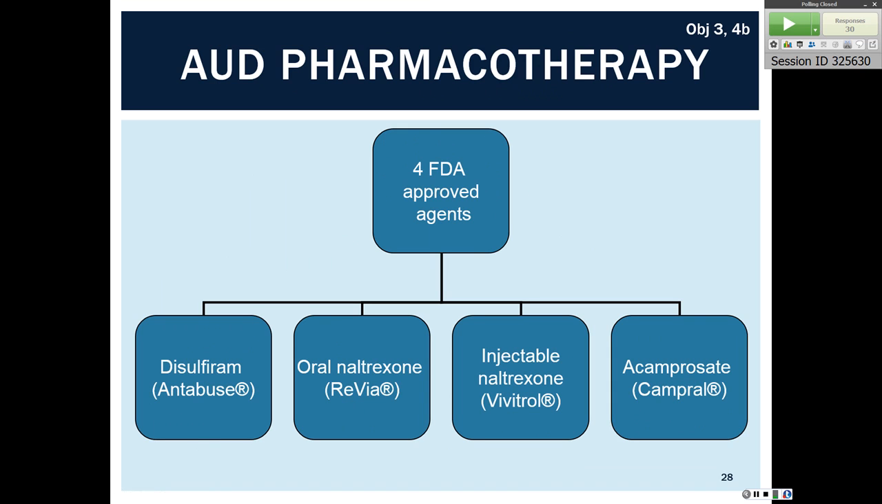But the other thing we can do is combine pharmacotherapy with it. Studies have shown that if we combine pharmacotherapy with psychosocial therapy, we get better results. So we have 4 FDA-approved agents. I'm only going to test you on the 4 FDA-approved agents. We do use a bunch of other things too, which you'll see if you come on my rotation. But first we'll start with disulfiram. The brand name is Antabuse.